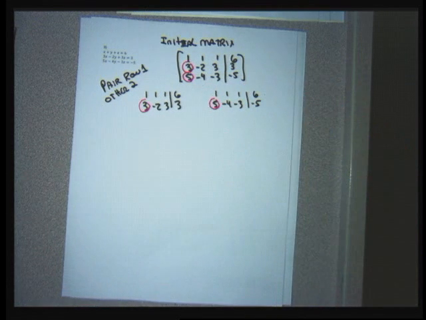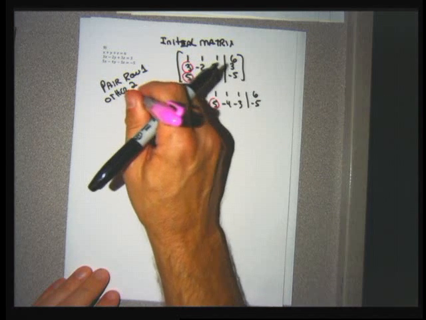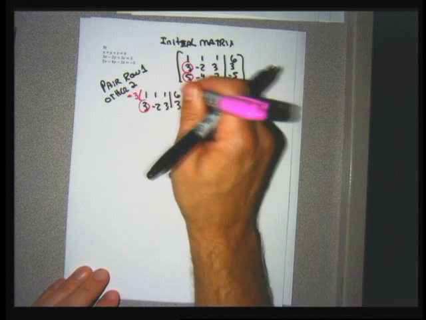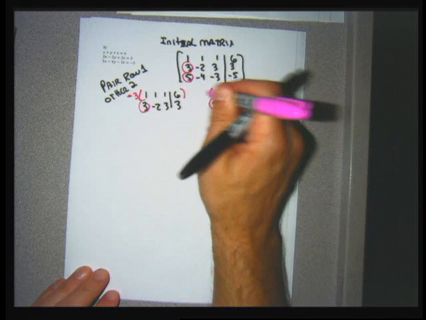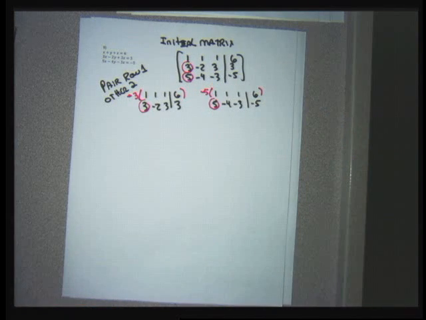To do that, I'm multiplying the top row. For this one, I'm going to multiply the top row by negative 3 to make the 3's cancel. For this one, I'm going to multiply the top row by negative 5 to get that 5 to cancel. And that will give me a new second row and a new bottom row in a minute here.